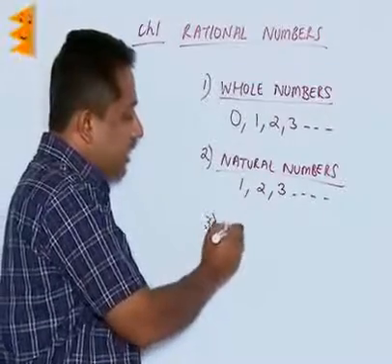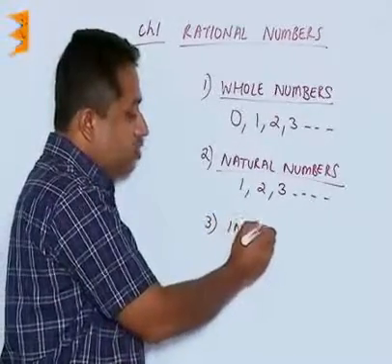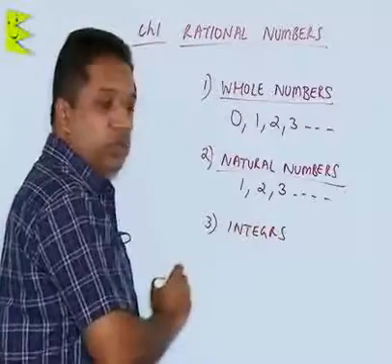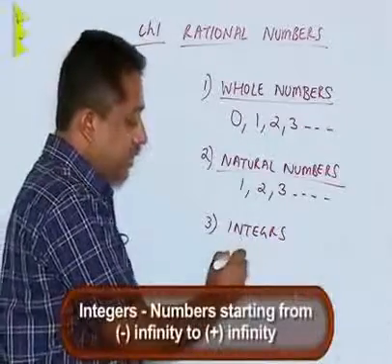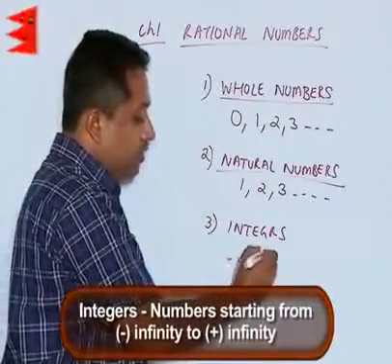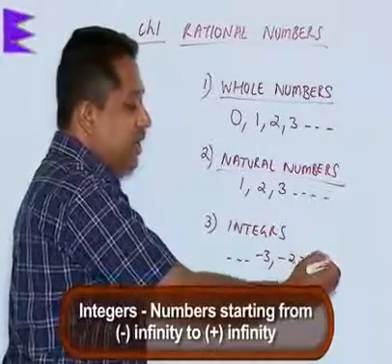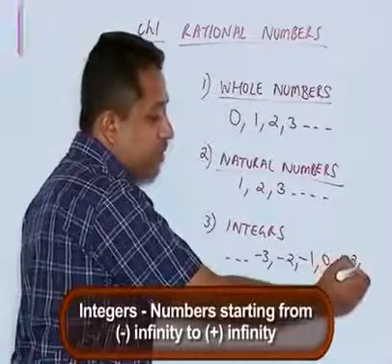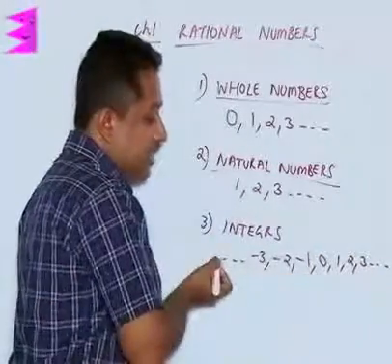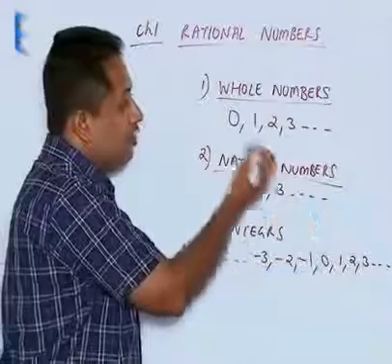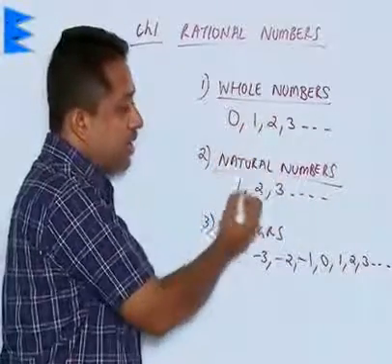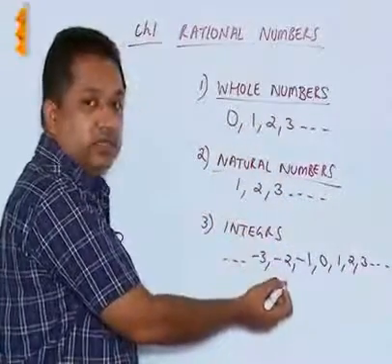Then we come to integers. Now, integers also include negative numbers. So, you have from minus infinity to positive infinity. So, you have negative numbers, you have 0 in between and followed by positive numbers. So, this is the integers. So, we should know what are whole numbers, what are natural numbers and what are integers.